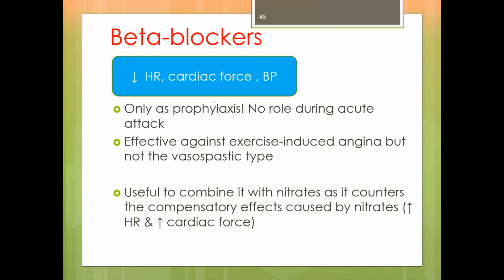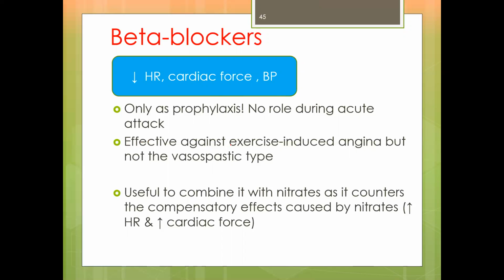The next category of drugs is the beta blockers. They reduce the heart rate, reduce the cardiac force, and also reduce the blood pressure, because a reduction in heart rate itself can lead to a reduction in blood pressure. This is only used as a prophylaxis. Beta blockers are not used during the acute attack, and are not a life-saving drug during the acute attack.